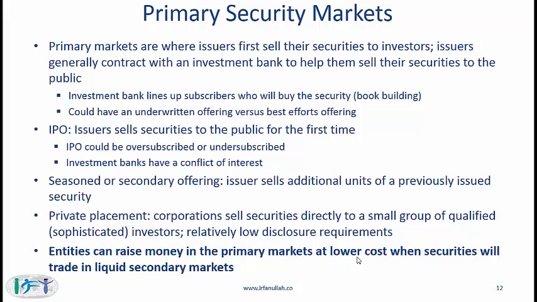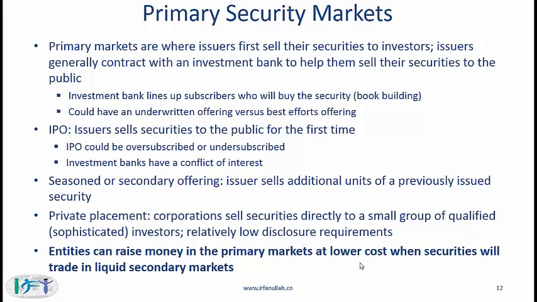In an IPO, issuers sell securities to the public for the first time. The IPO could be oversubscribed or undersubscribed. An oversubscribed IPO, which is also called a hot IPO, which keeps coming up in ethics, is a scenario where the number of people or investors who want shares exceeds the number of shares. So in that case, the expectation is that the price will go up. So the demand is higher than the supply, so you will expect price to go up. In an undersubscribed scenario, the demand is less than the supply of shares.